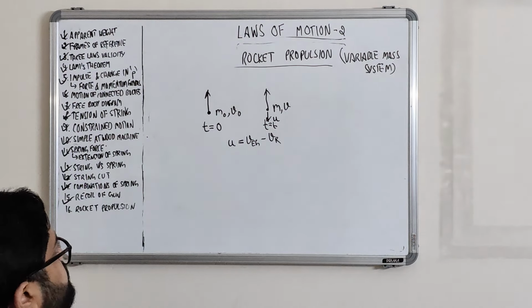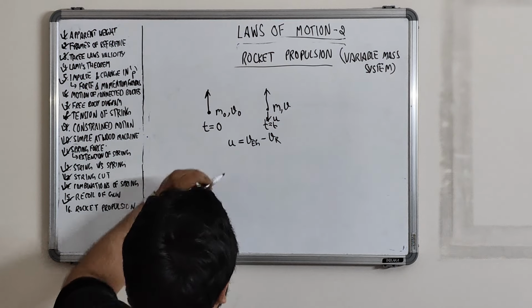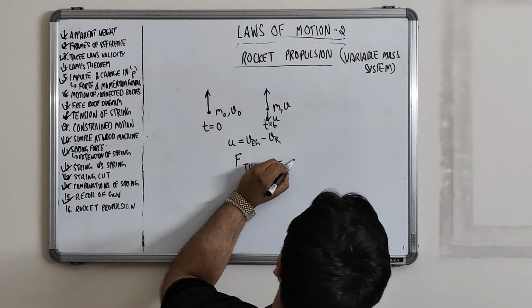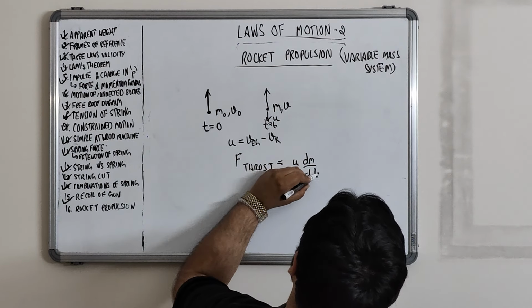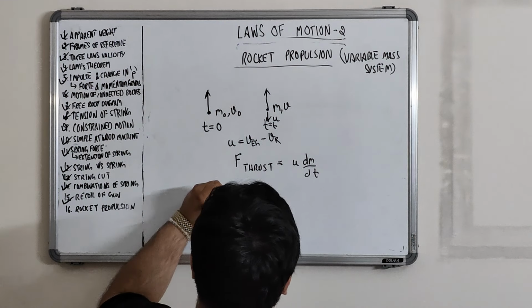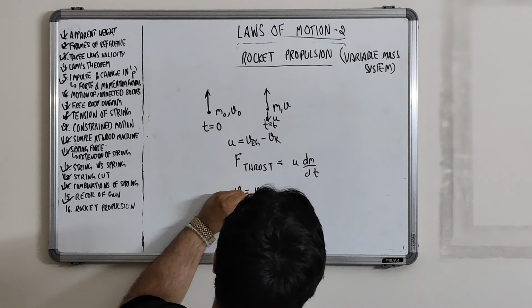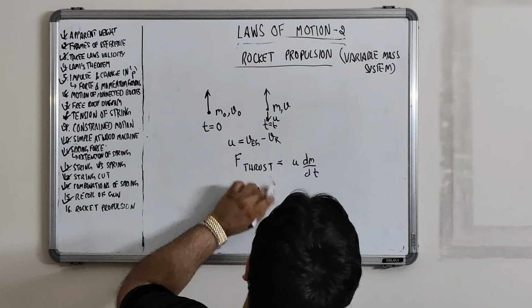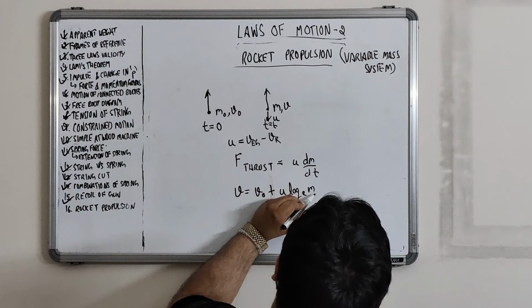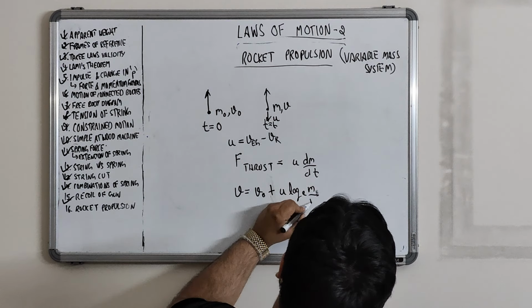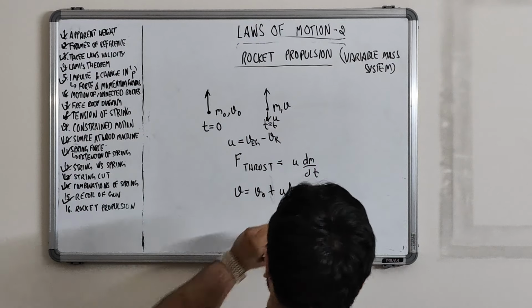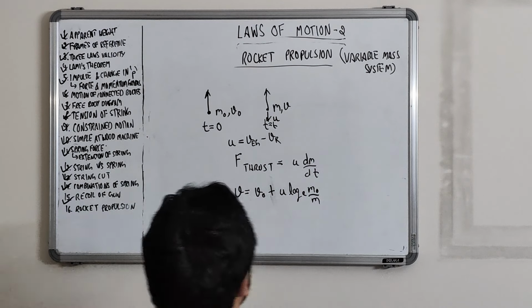So force of thrust or force of rocket becomes equal to u dm by dt. And v is equal to v0 plus u natural log of m0 by m. Sorry, m0 by m, right?